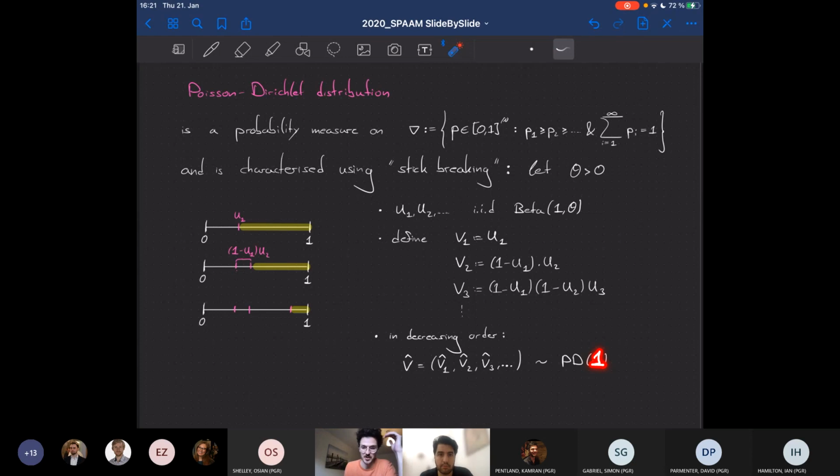In fact, there's actually a limiting procedure. You break your stick n times, you reorder it, and then you take the limit to infinity of these distributions.